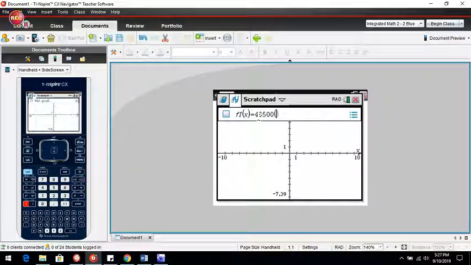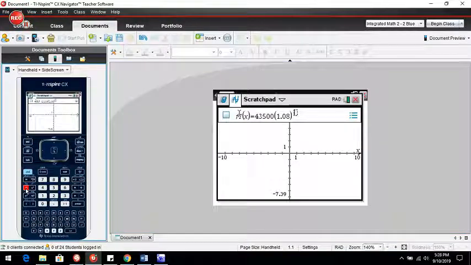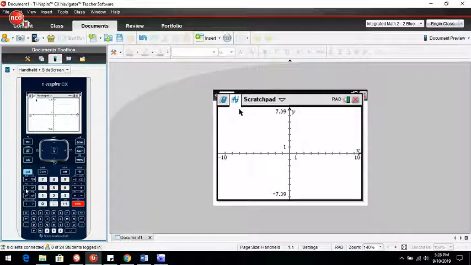43,500 times 1.08 raised to the, and that is the button next to x squared. It's in red on the screen, the button that's red. Okay, raised to the x. And I'm going to press enter. Now, I'm not going to see anything because my graph is not set up.